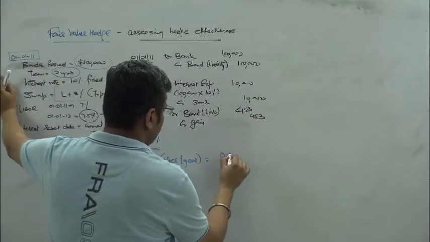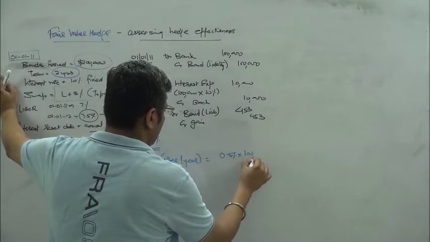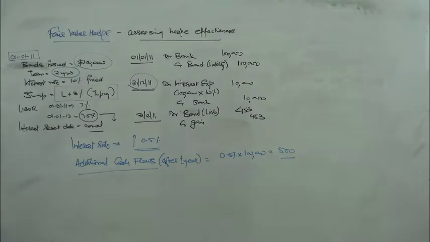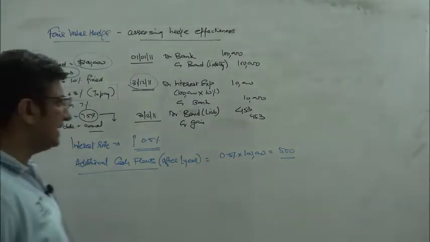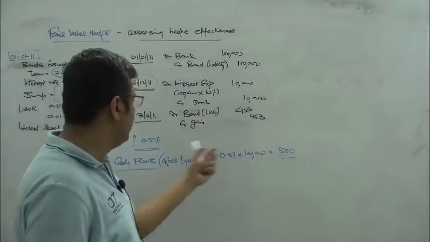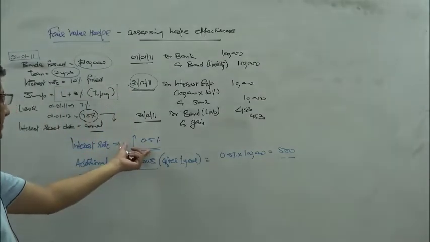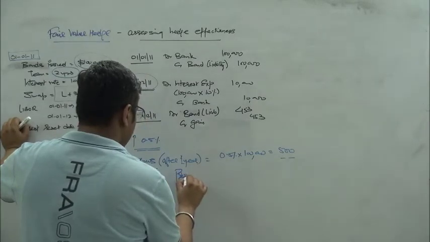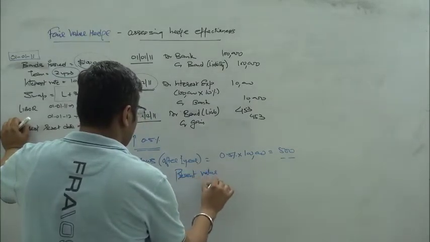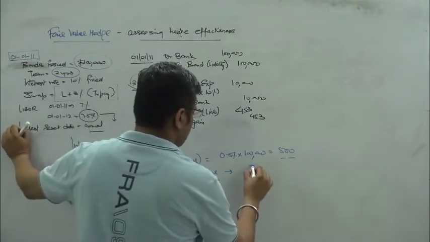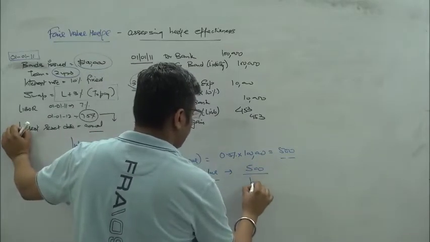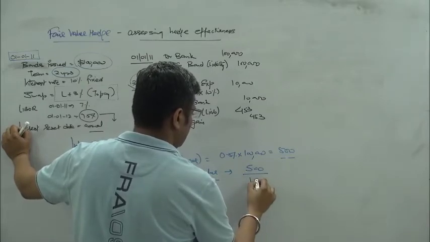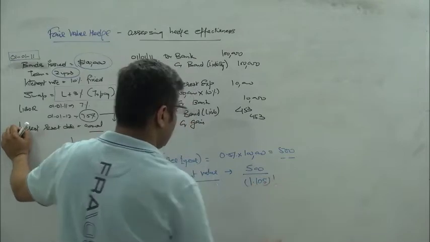Should be 0.5% into 100,000, which comes at 500. Is it okay? Right? So this is the incremental cash flow due to the swap where I'm paying extra 0.5%. I would need to take the present value of this, which is, of course, 500 divided by 1.105 again.